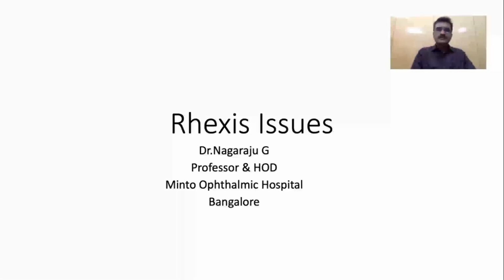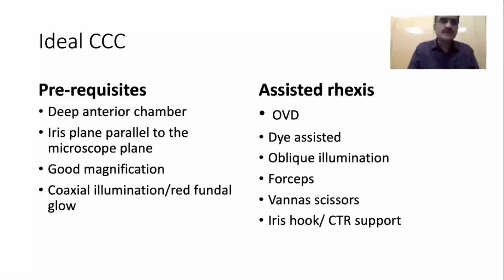Good evening, everybody. I would like to speak on the Rhexis issues we usually face with small incision cataract surgery. All of us know that the ideal Rhexis requires a deep anterior chamber. The iris plane should be parallel to the microscope plane while executing the Rhexis, good magnification, and whenever possible, good coaxial illumination and a red fundal glow.